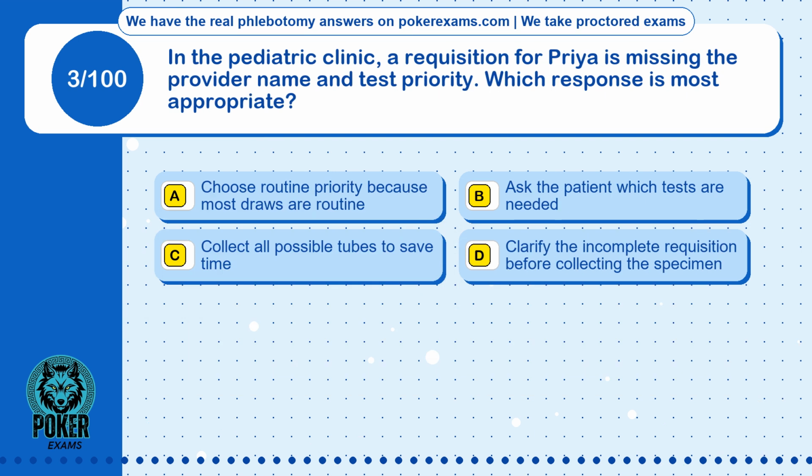Question 3. In the pediatric clinic, a requisition for PREA is missing the provider name and test priority. Which response is most appropriate?